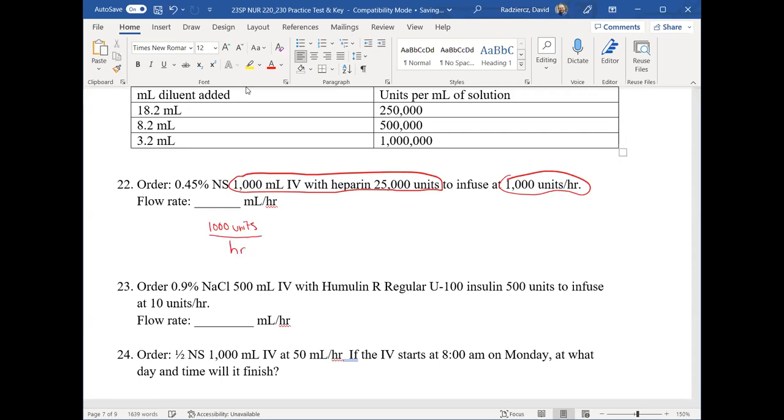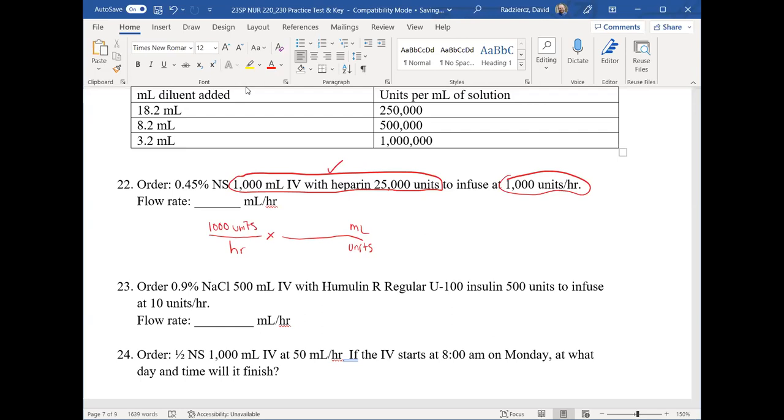Okay. So 1000 units per hour. The question is, I don't want units per hour. I want milliliters per hour. So I'm going to leave the hour alone. Don't mess with that. That's fine. But I want to know, can I get rid of units or convert units to milliliters? So can I do that? And the answer is yes, you can.